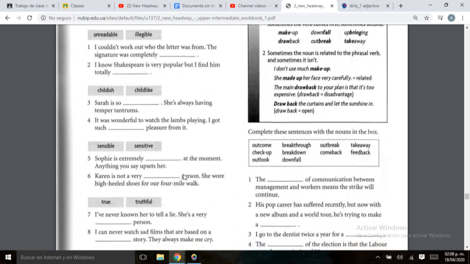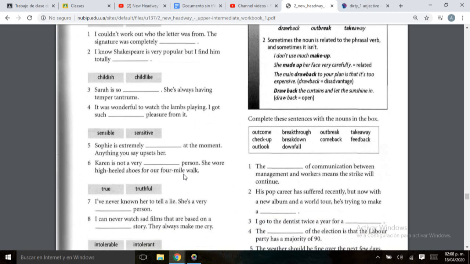Then we have true and truthful. True is the opposite of false. I think that we don't have any problem in that one. And truthful is when a person is reliable. It means that you can trust a person.